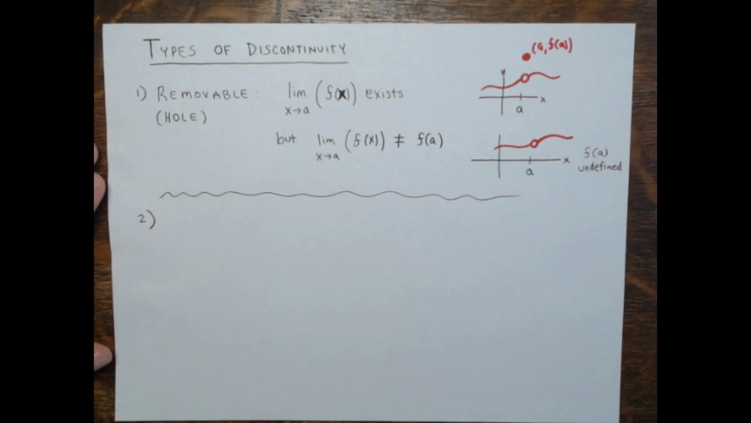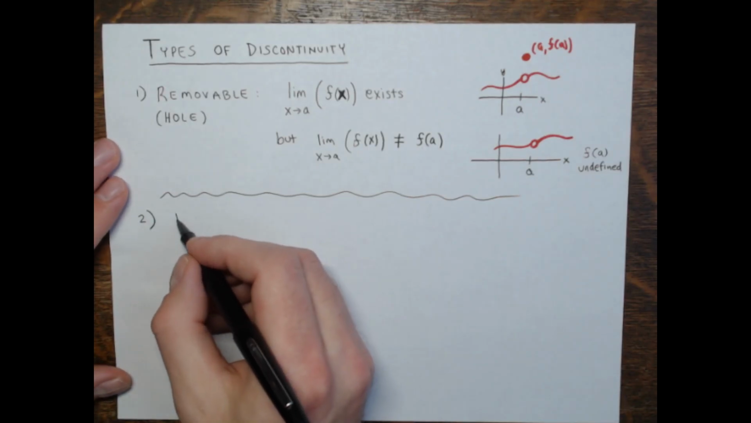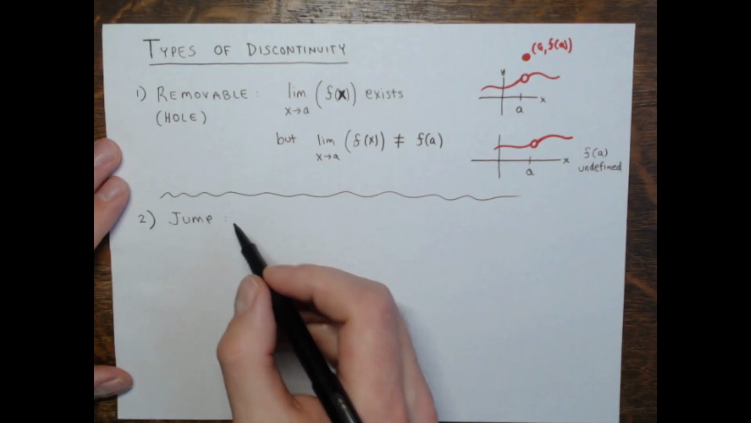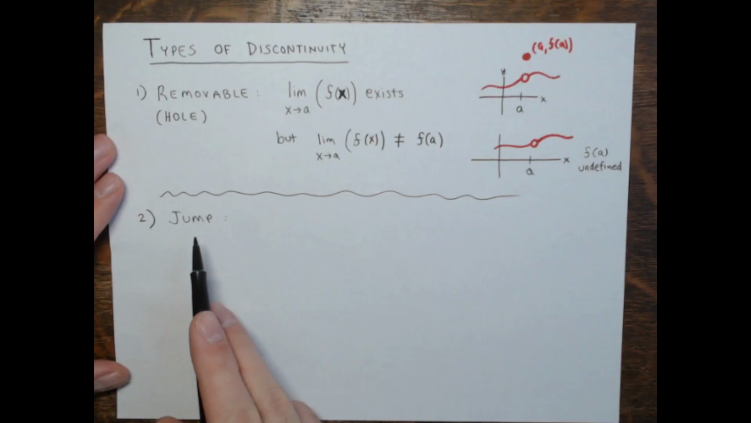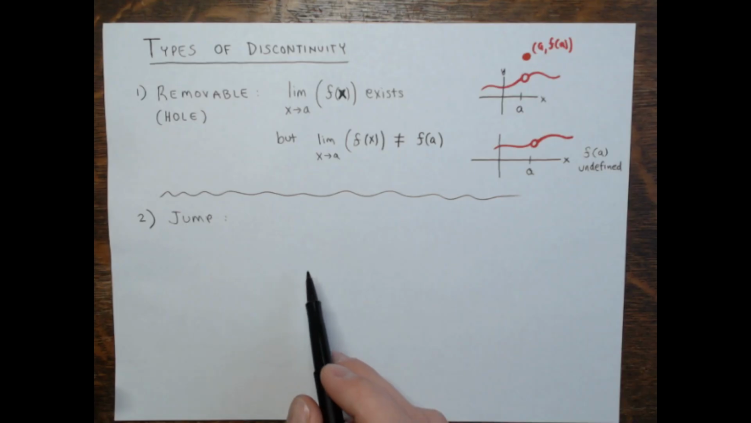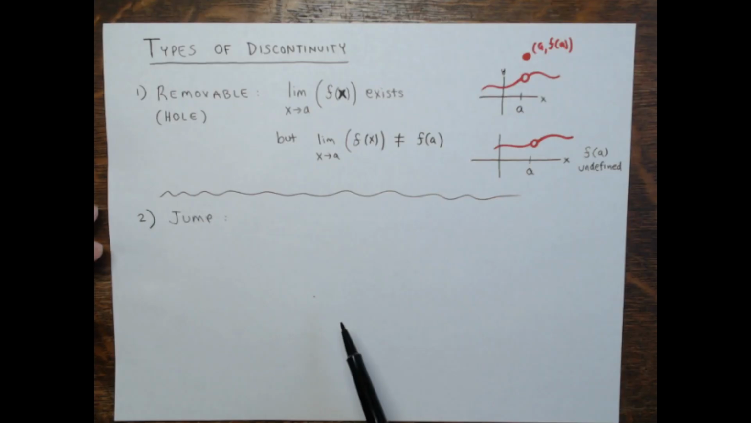All right, the next type that I'll discuss that you'll be seeing is a jump discontinuity. This is exactly as it sounds, where you're drawing it and then have to lift your pencil and jump up or down to some other point and then continue on. So there's definitely a break in the graph.